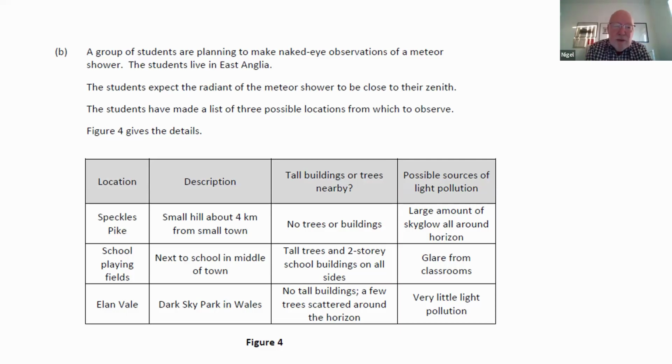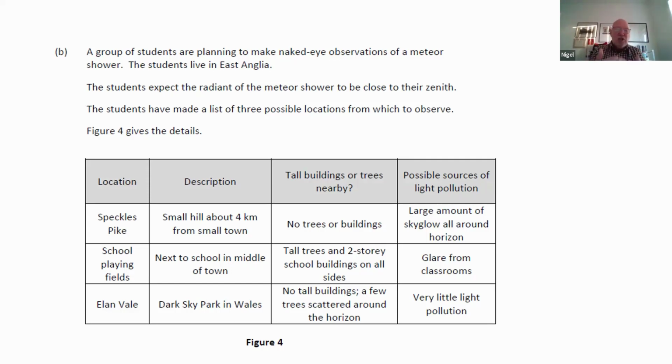Now here we've got a group of students planning to make observations of a meteor shower. Obviously with the naked eye, it's very difficult to do it otherwise, unless you've got super duper cameras. The students expect the radiant to be close to their zenith. So the radiant is going to be high up, so we're not going to bother about trees and things like that in the way. And they've got 3 possible locations.